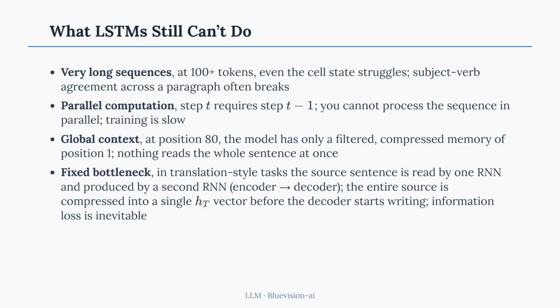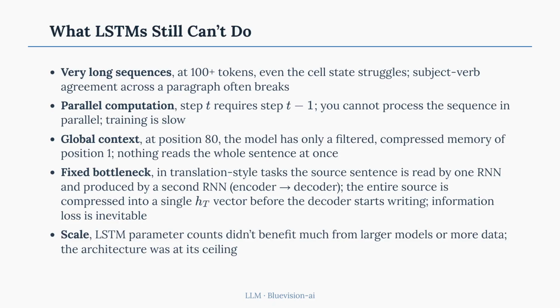The fixed bottleneck. Think back to the translation example. We drew that as one box for simplicity, but a real translation system splits it into two RNNs. One reads the French sentence, a second writes the English one. Call the first the encoder and the second the decoder. The entire source sentence must be compressed into a single vector, HT, before the decoder starts writing a single word. If the sentence is long, information is lost. This bottleneck is unavoidable in that encoder-decoder setup.